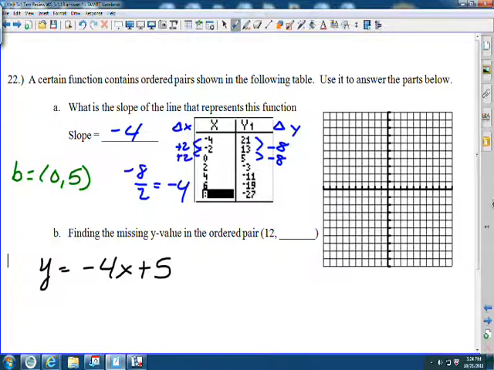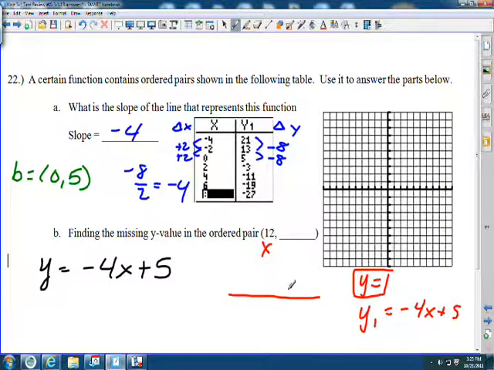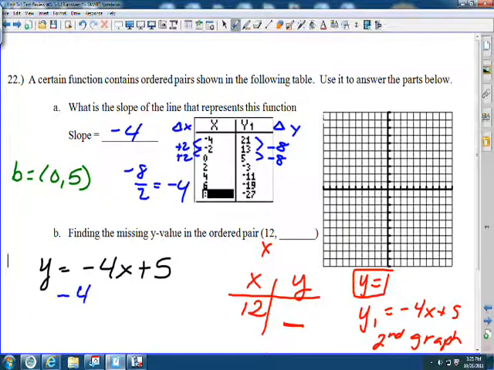Now it says find the missing y value. Well, they're giving me the x. You can go in your table and put in your equation. So go into y equals, go into y1, and put in there negative 4x plus 5, and press second graph and look and see where x is 12 as to what the y number is. I can also take negative 4 times 12, because 12 is x, plus 5. So I have negative 48 plus 5. The answer you should find in the calculator is negative 43.